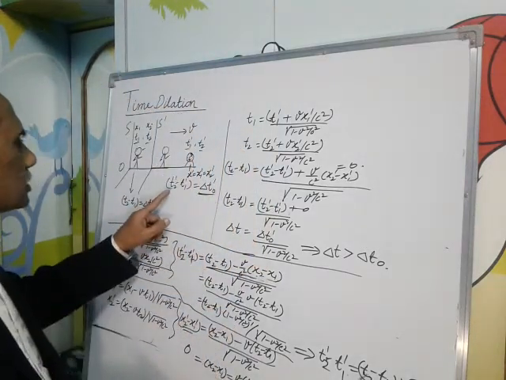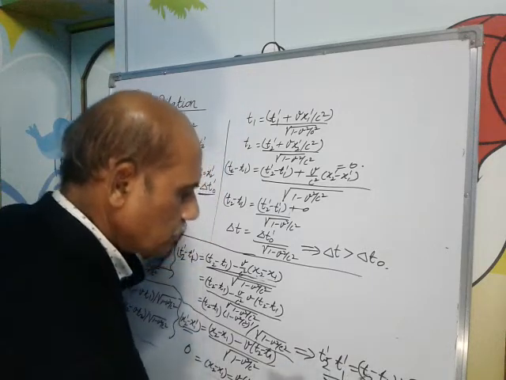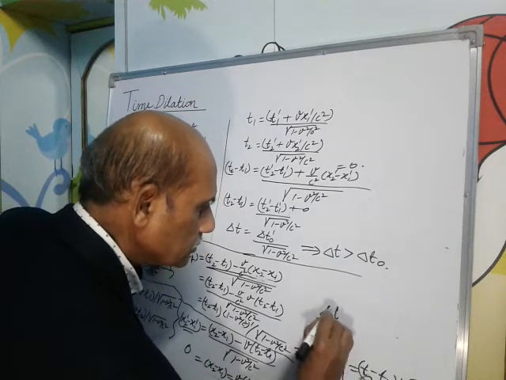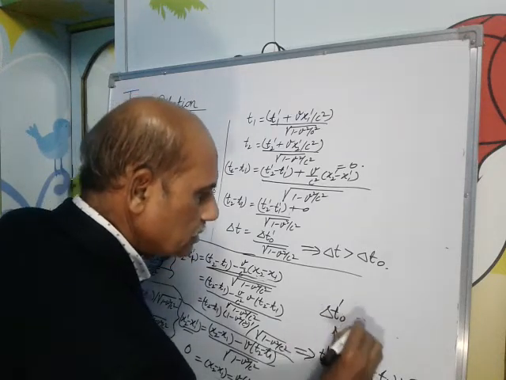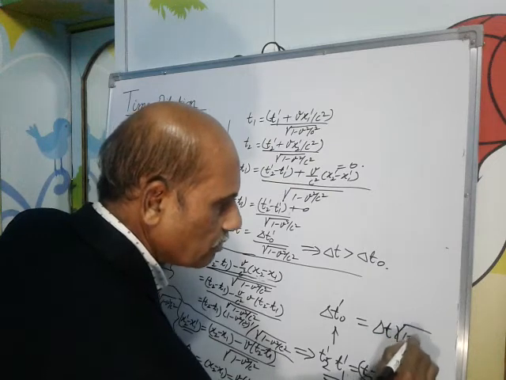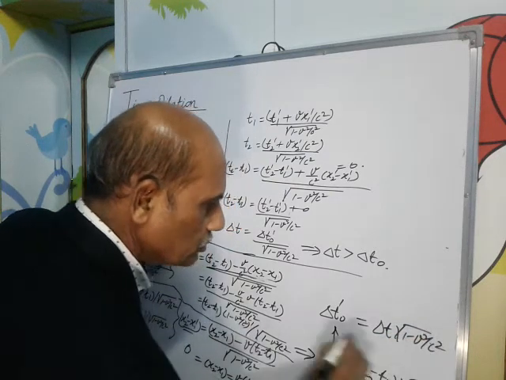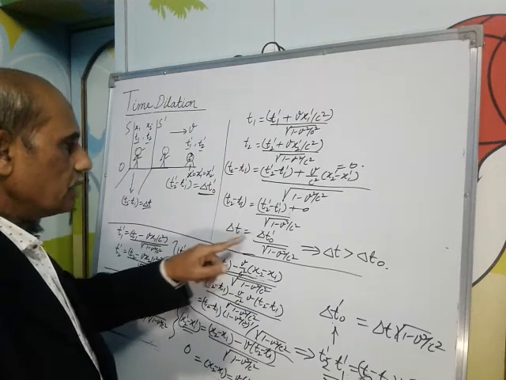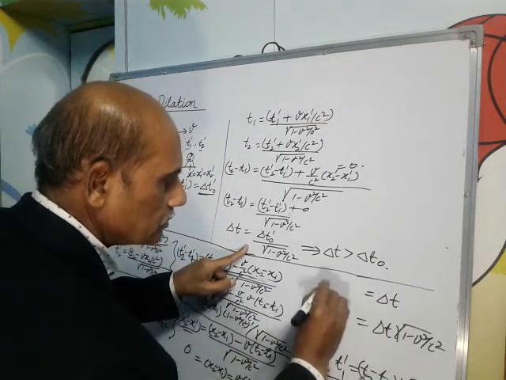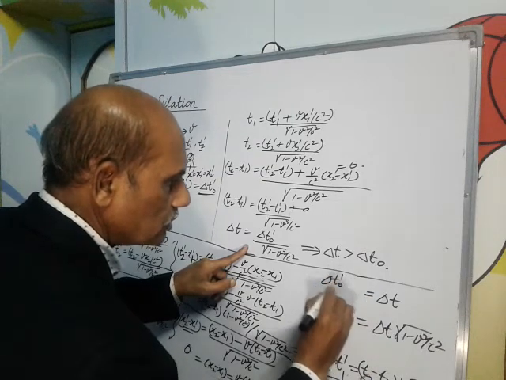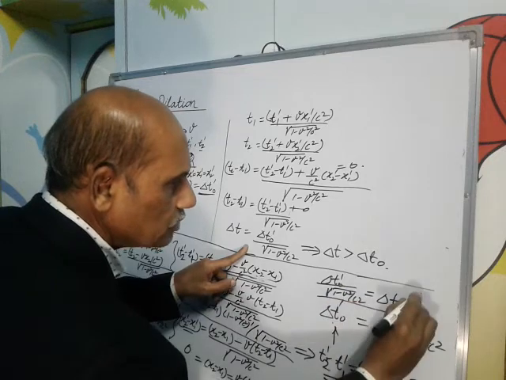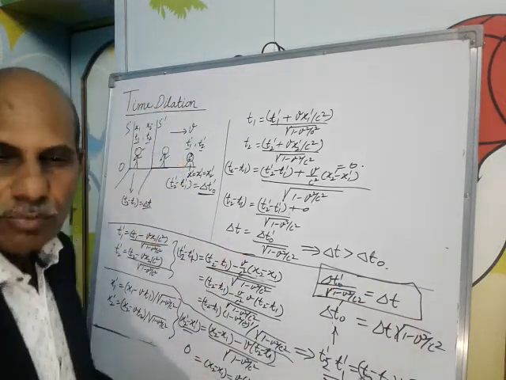This T2 dash minus T1 dash is delta T0 dash, and this is delta T, times square root 1 minus V square by c square. Bringing it to the other side, the relation will be: delta T is equal to delta T0 dash upon square root 1 minus V square by c square. Again we get the same relation.